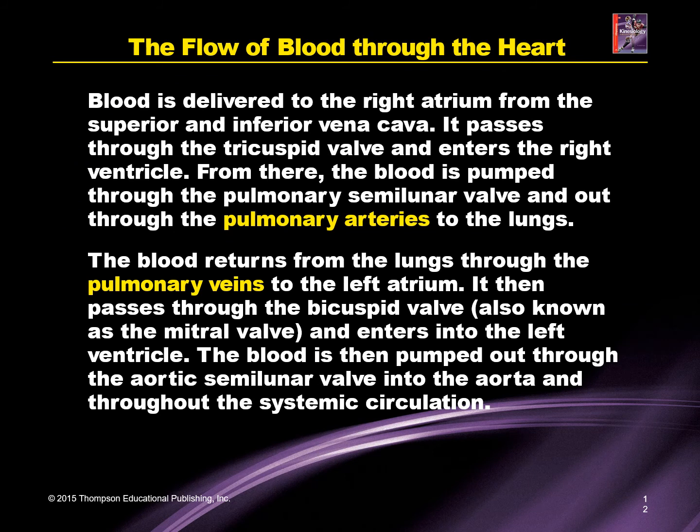So, the flow of blood through the heart. Blood is delivered to the right atrium from the superior and inferior vena cava. It passes through the tricuspid valve and enters the right ventricle. From there, the blood is pumped through the pulmonary semilunar valve and out through the pulmonary arteries to the lungs. The blood returns from the lungs through the pulmonary veins to the left atrium. It then passes through the bicuspid valve, also known as the mitral valve, and enters the left ventricle. The blood is then pumped out through the aortic semilunar valve into the aorta and throughout the systemic circulation.